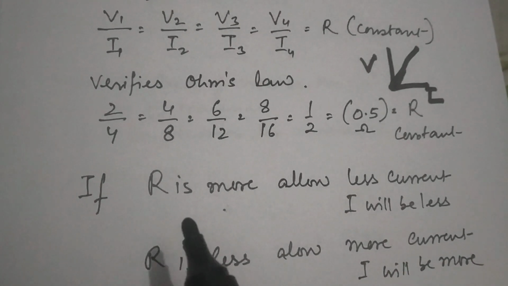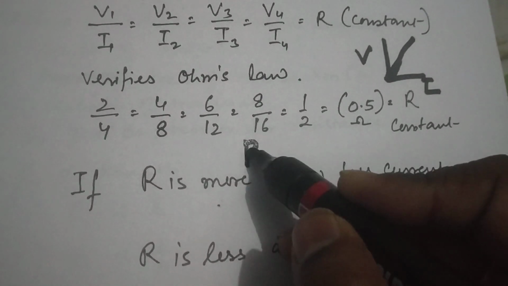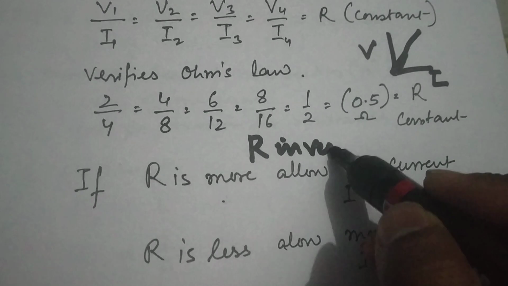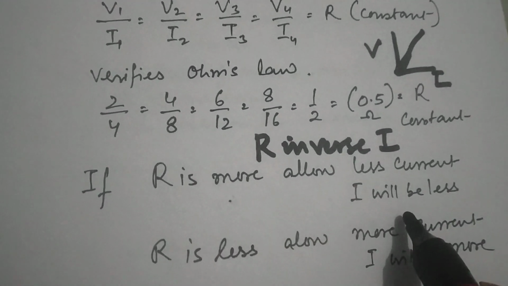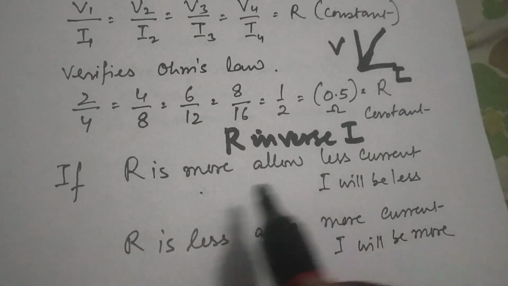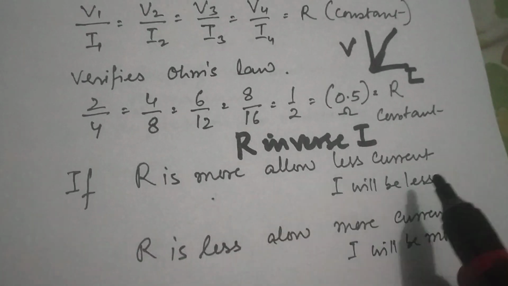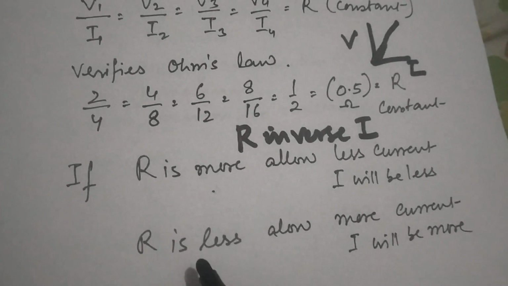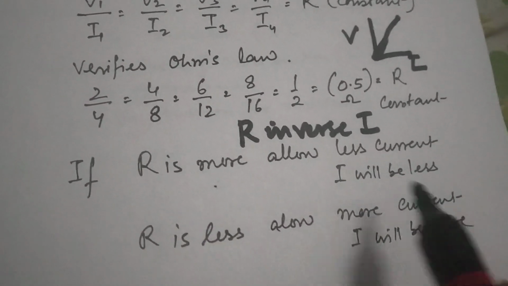One thing I just wanted to discuss with you, that R and I are always inverse. It means if R is more, I will be less. R is less, I will be more. Always understand, if any conductor offers more resistance, it will draw less current. If any conductor offers less resistance, it will draw more current. So it is always inverse.